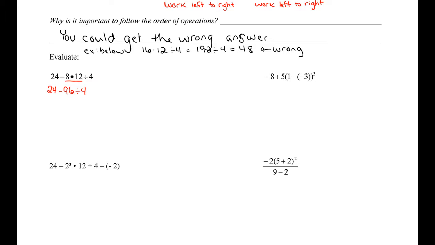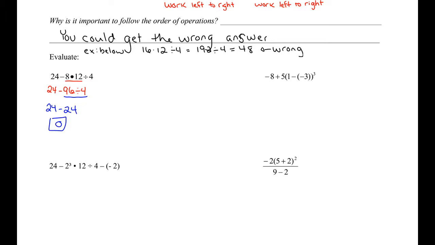And then I still have divided by 4. Still looking for any multiplication or division, I see 96 divided by 4. I'm going to replace that with 24. And 24 minus 24, which is my only operation left, gives me 0. You can plug this into your calculator and check your solution.